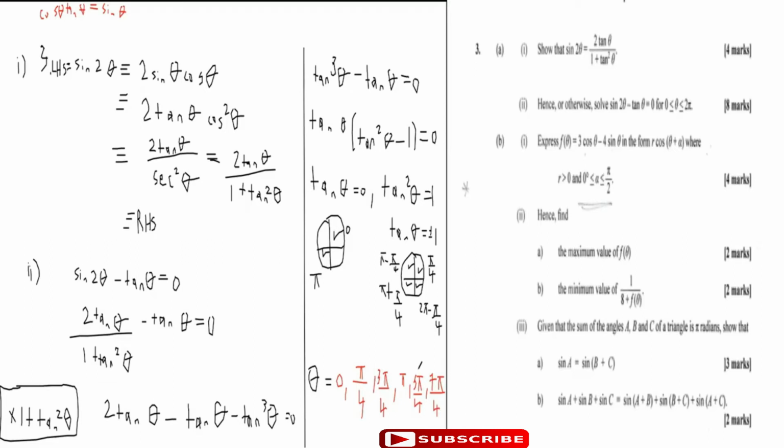Now all you're required to do is plug in theta as 0: sine of 0 minus tan of 0 is 0. Put in pi by 4, which is 180 over 4, 45. Just checking the answers, sine 90 minus tan 90. Oh, pi by 4 is 45, yeah, this is fine. Try 3 pi by 4 as well. All of them are going to be right. So that's the solution for theta. Nice.